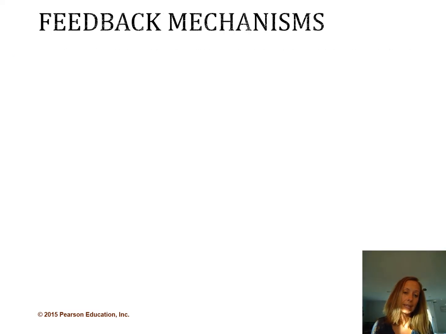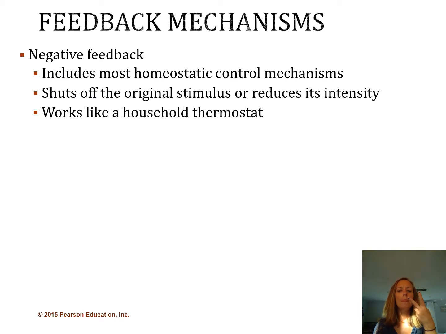Next, feedback mechanisms. So there's two different types of feedback. Feedback is how we maintain homeostasis. Negative feedback, which includes most of your responses, all right? It shuts down the original stimulus and it reduces the intensity of the stimulus. It works like a thermometer. It gets too hot, it turns off, right? And then it cools down, it turns back on. That's negative. It negates the stimulus.